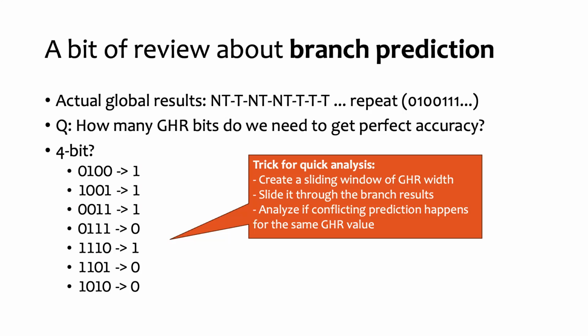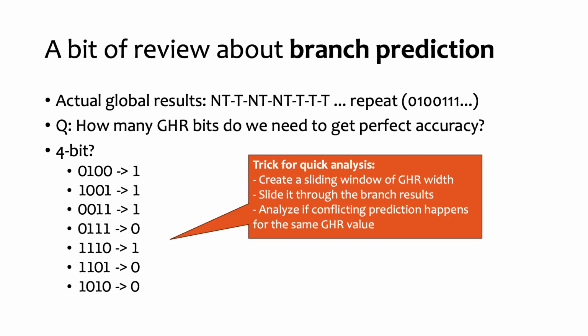Based on this kind of sliding window of 4 bits, essentially, as you can see over here, all of these 4-bit patterns in the GHR are different. And therefore, eventually the counter will learn the correct prediction. It's going to make 100% accurate prediction.